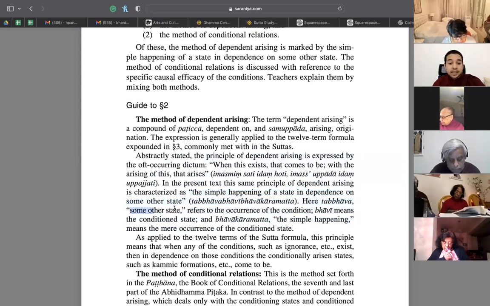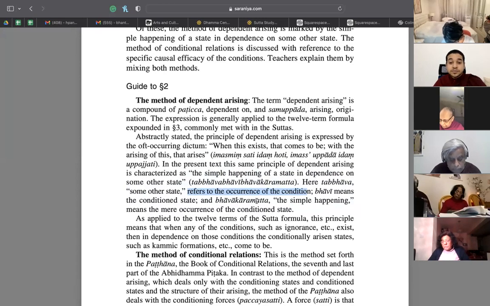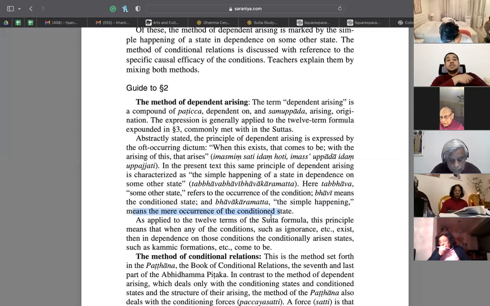Here, tabhava, some other state, refers to the occurrence of the condition. Bhavi means the conditioned state. Salayatana, conditioned by namarupa. Understood? Bhavi means the conditioned state. And bhava karmata, the simple happening, means the mere occurrence of the conditioned state.